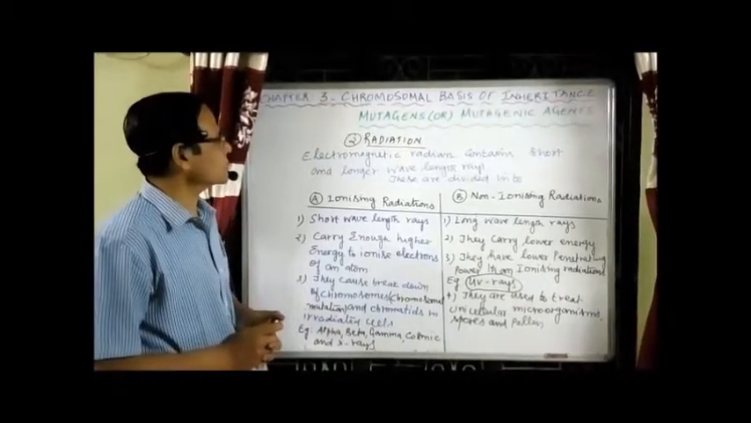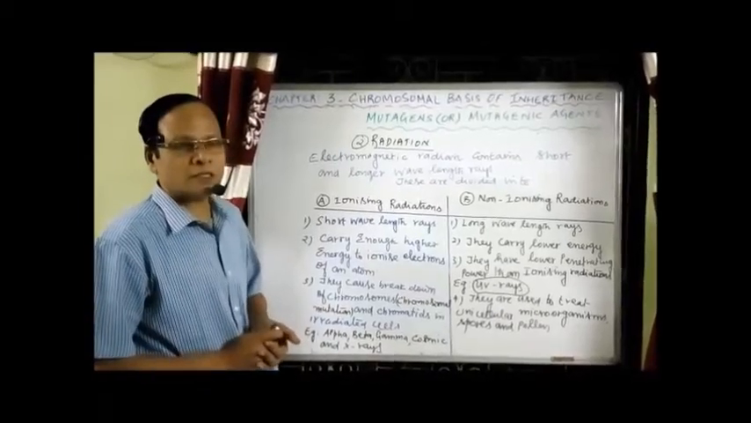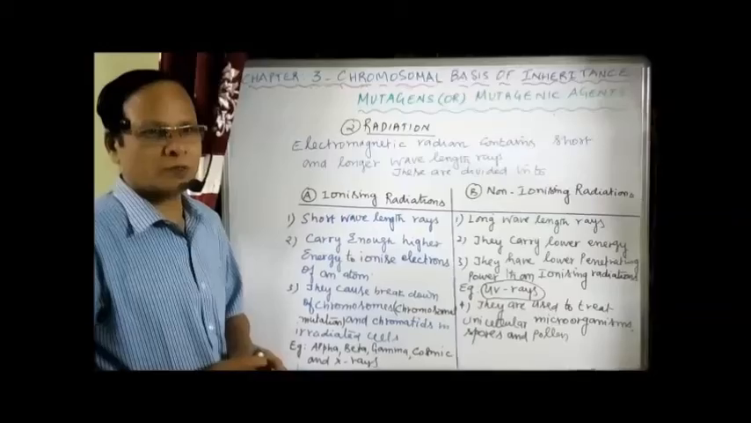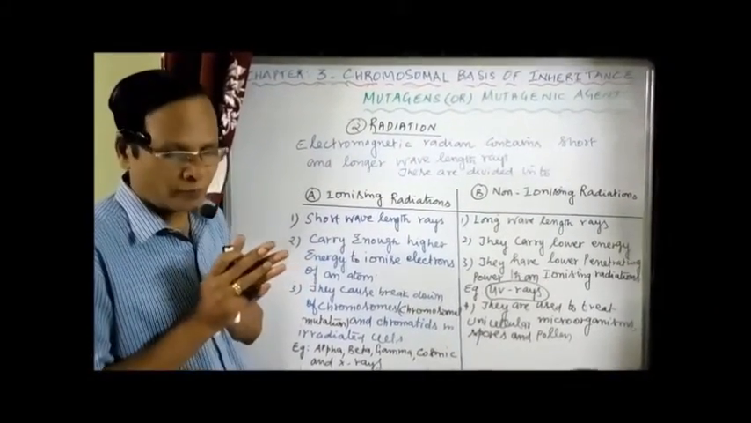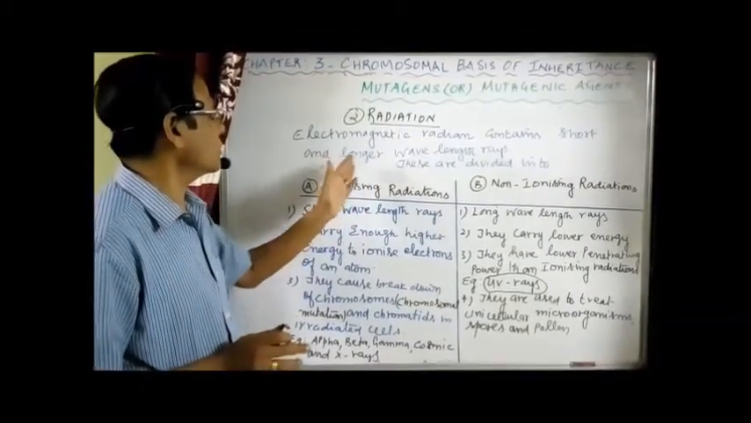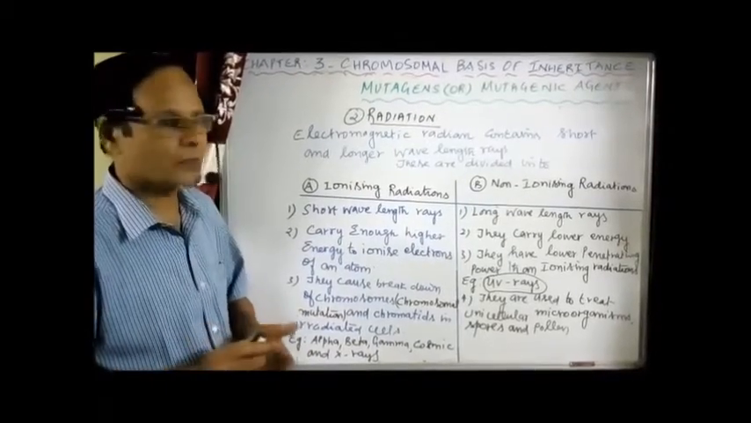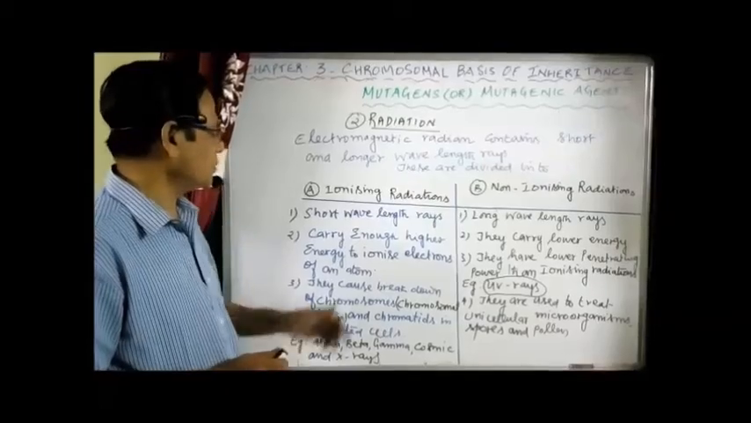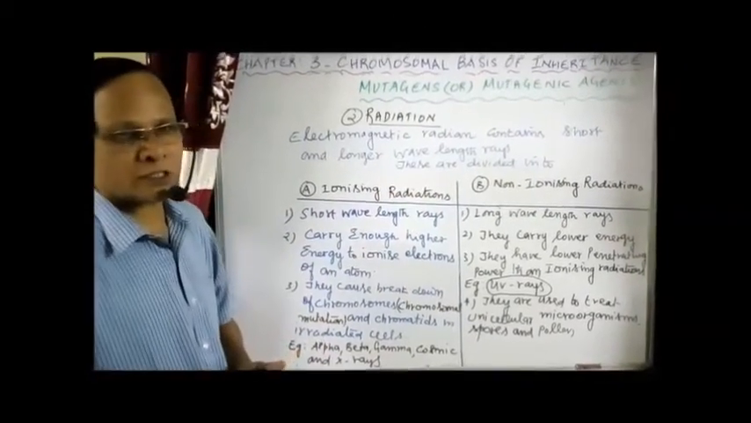Now the second physical mutagen is radiation. The radiation is in the form of electromagnetic radiations or waves, which have both shorter and longer wavelength rays than the normal visible spectrum. And these radiations are divided into number one, ionizing radiations, and number two, non-ionizing radiations.